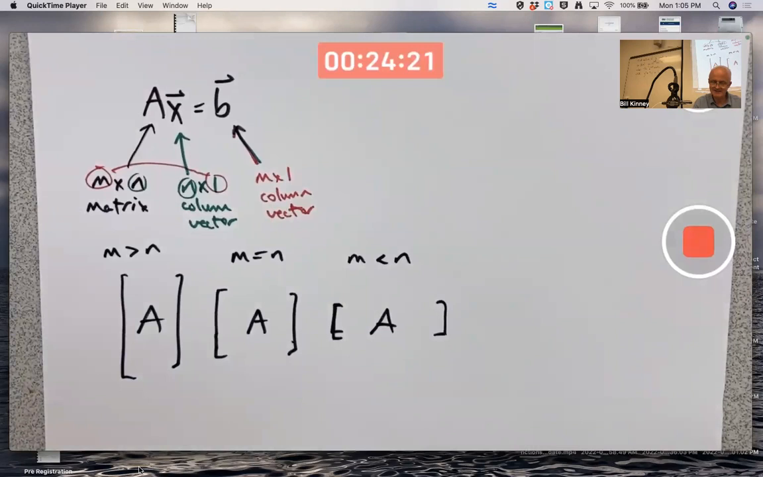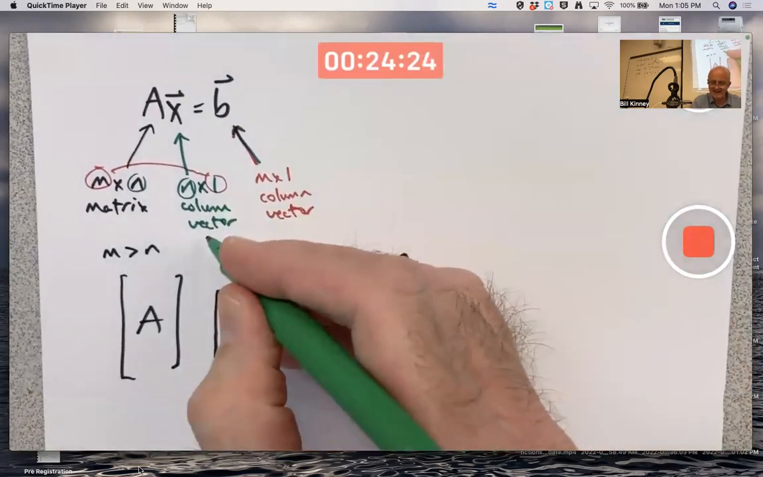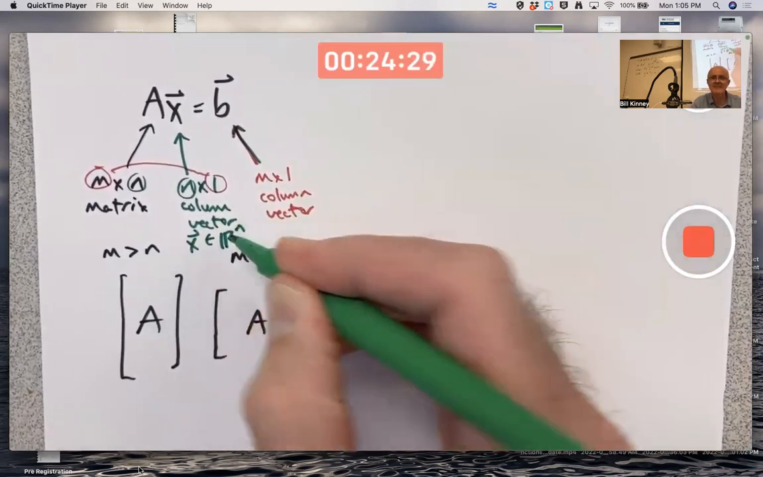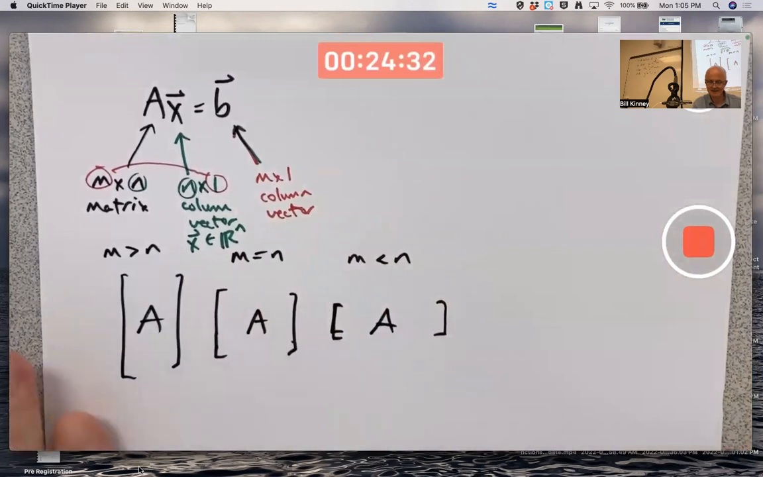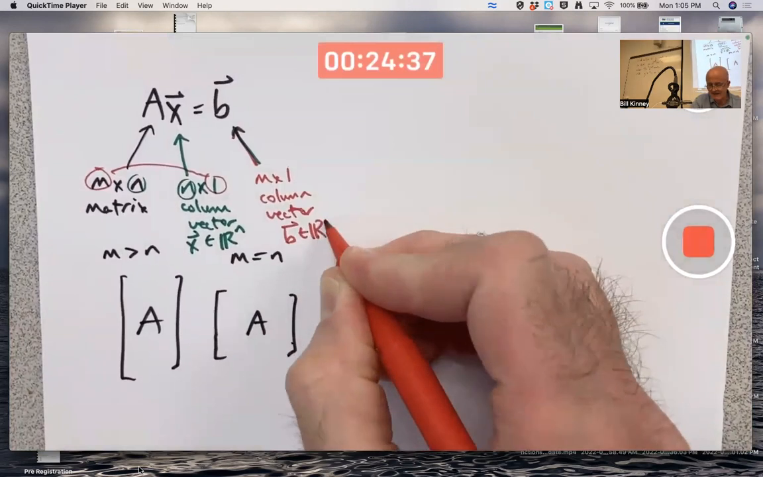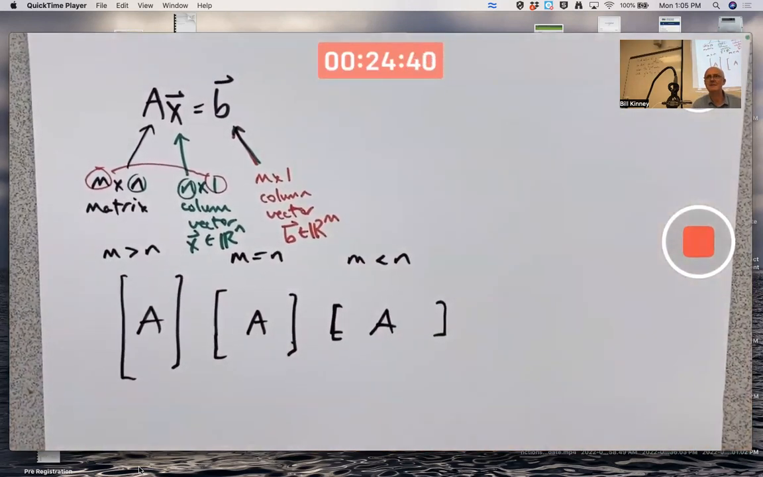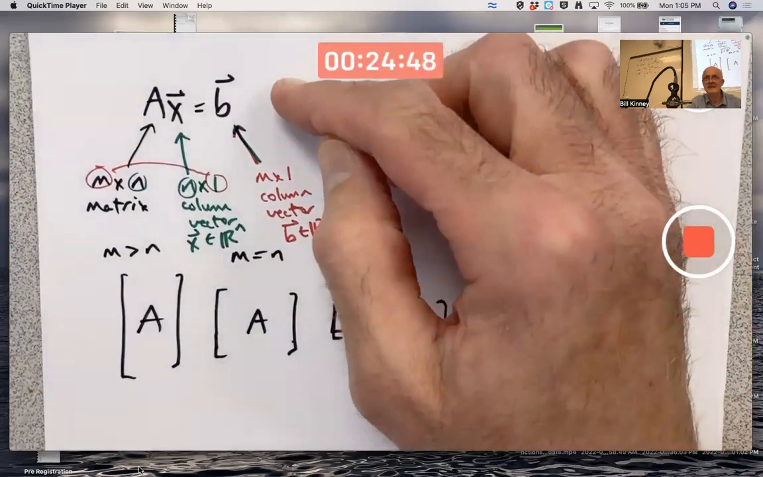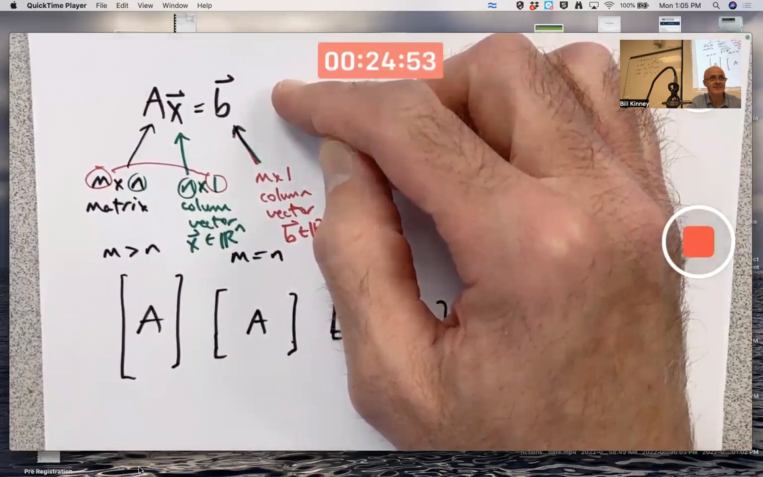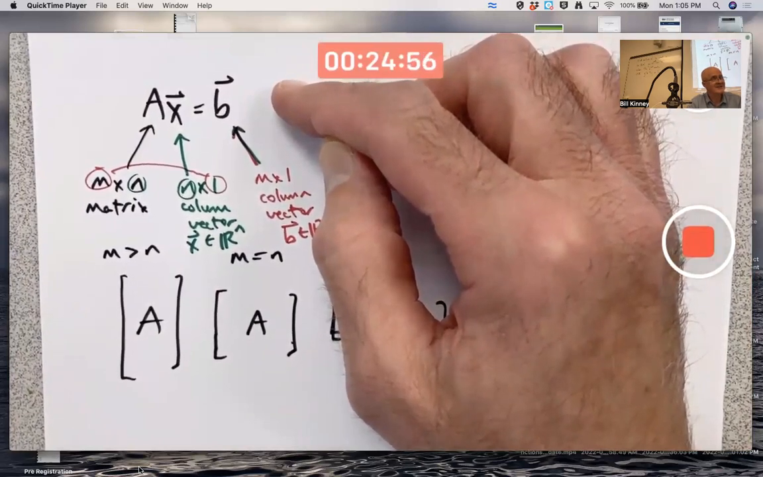X is an element of Rn, n-dimensional Euclidean space. B is an element of Rm, m-dimensional Euclidean space. In general, B is not necessarily the zero vector. In general, this is a non-homogeneous system. But B could be the zero vector. Then it would be a homogeneous system.